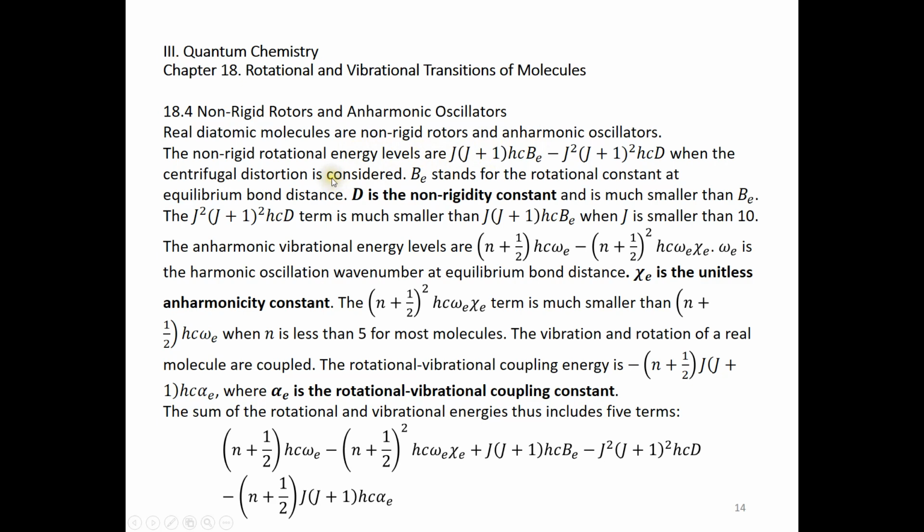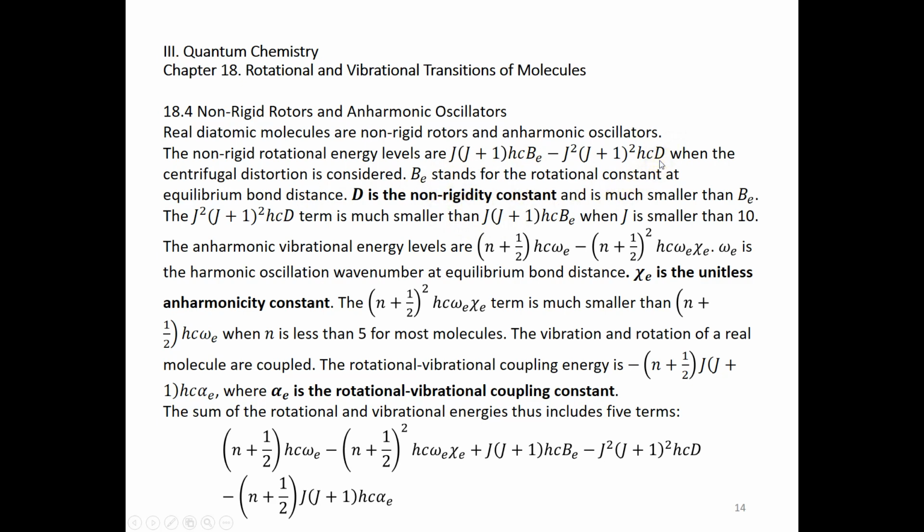The non-rigid rotational energy levels are J times (J plus 1) times hc B_e minus J squared times (J plus 1) squared times hcD when the centrifugal distortion is considered. B_e is the rotational constant at equilibrium bond distance. J is the rotational quantum number, and D is the non-rigidity constant.